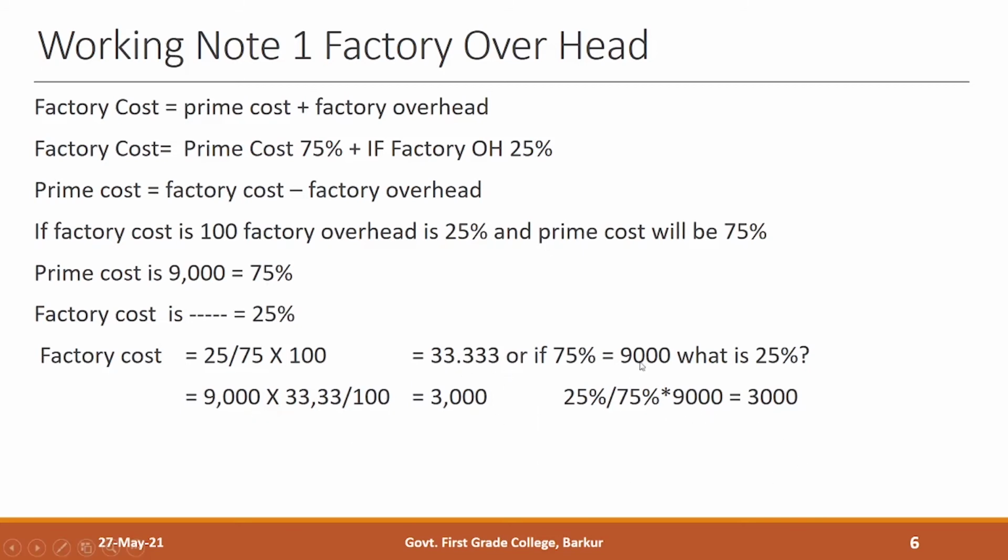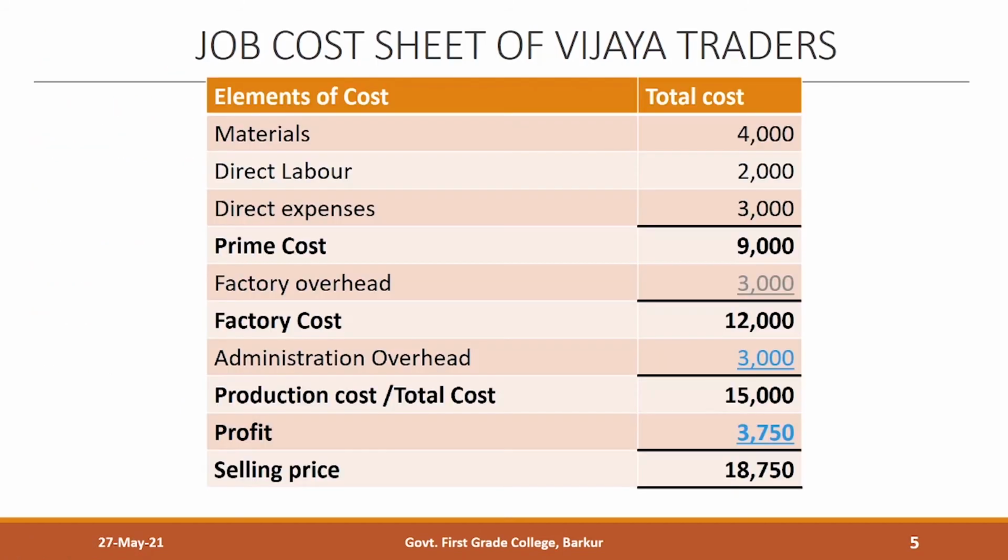Or if 75% is 9000, what is 25%? You can do cross multiplication. So 25 divided by 75 into 9000 gives you rupees 3000. In either of the cases, you get the same answer. So your factory overhead now is rupees 3000, which you have added and you have arrived at the factory cost.